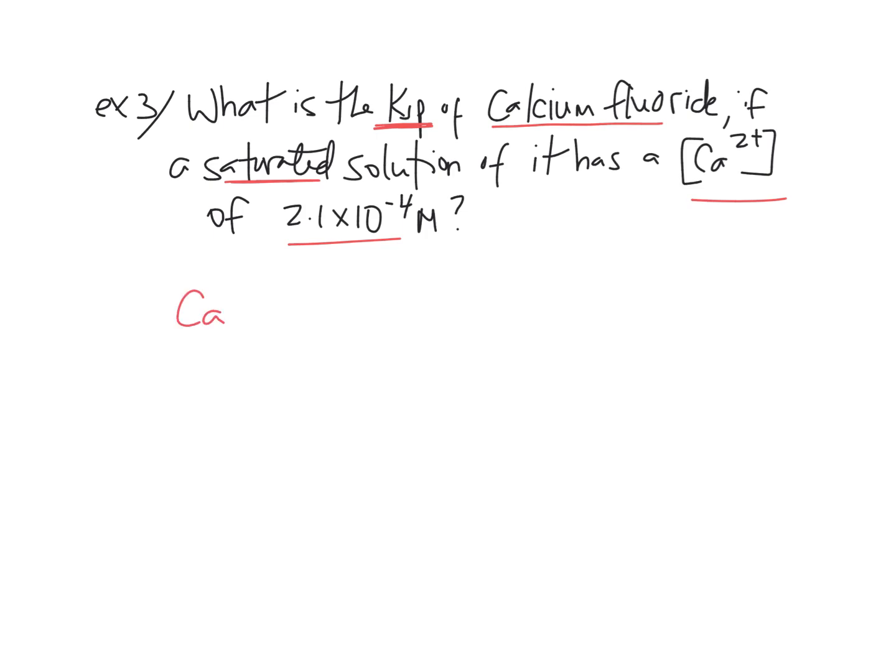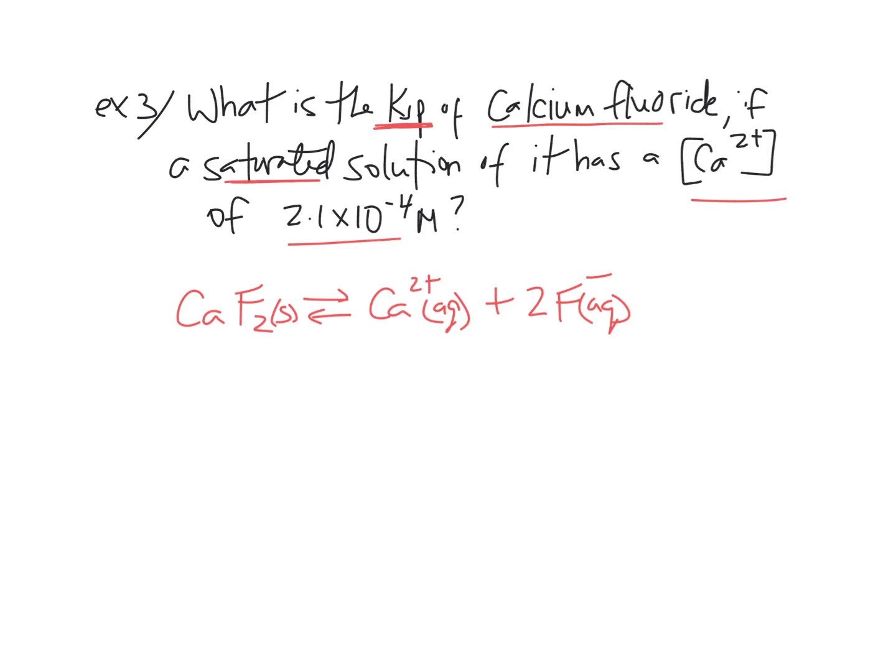Calcium fluoride looks like this. It would be CaF2, because fluoride is a halide ion with a -1 charge, and calcium's 2+ as an alkaline earth metal ion. So we know it's going to exist in equilibrium. That's the solid. Sometimes I forget to write that. It's going to exist in equilibrium with these two ions like this. And we're going to need 2 of those F- ions for every 1 of those calcium ions.